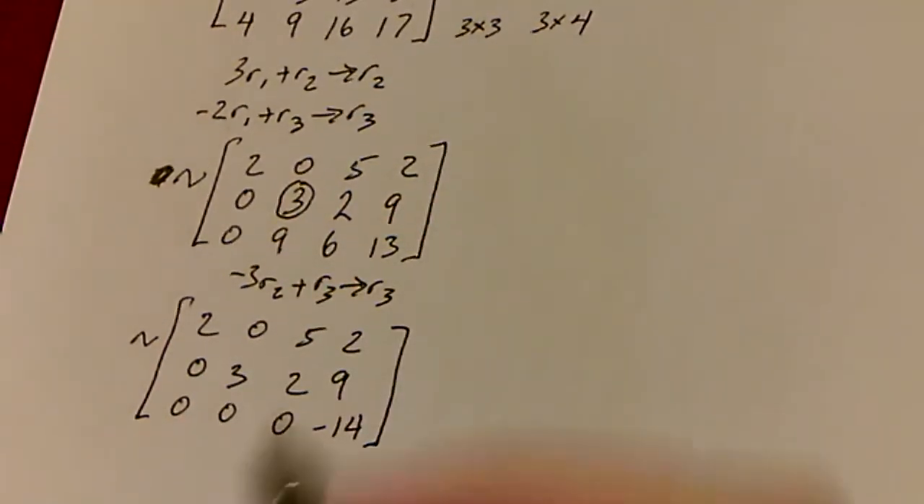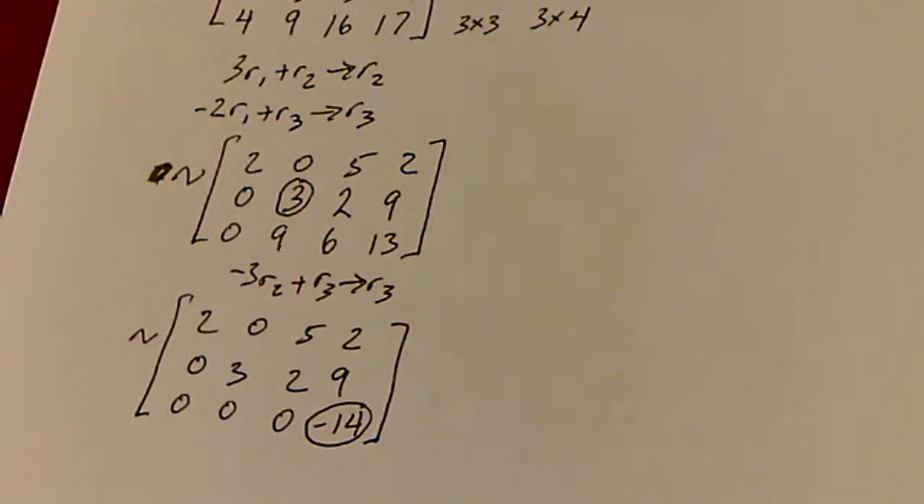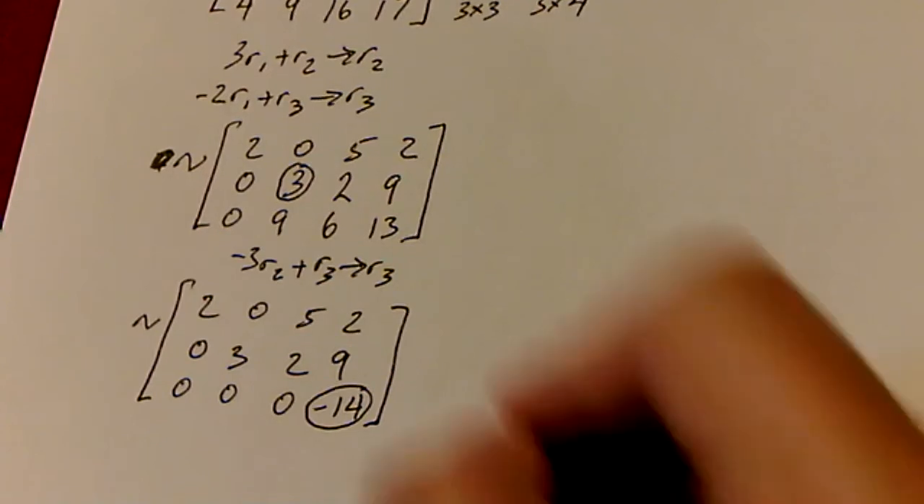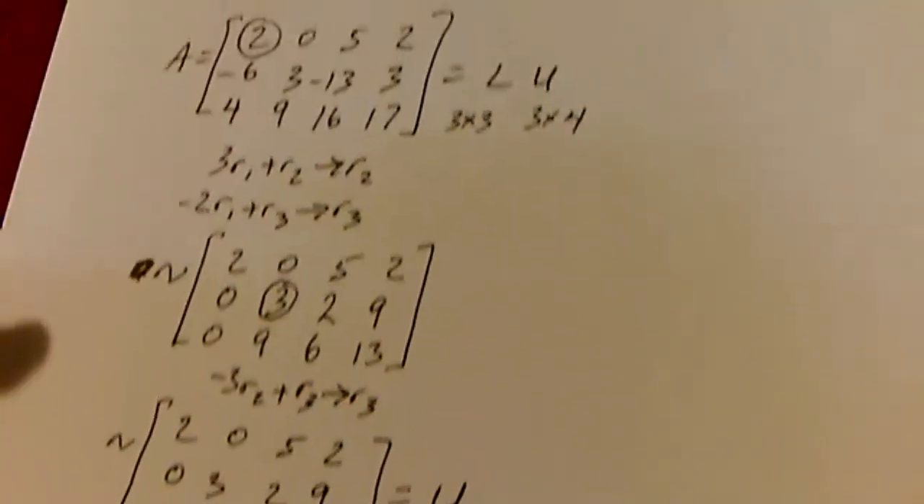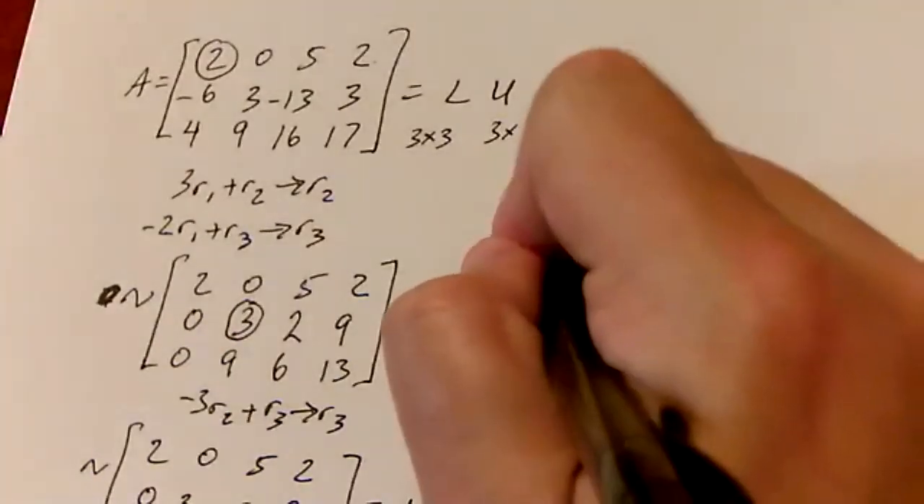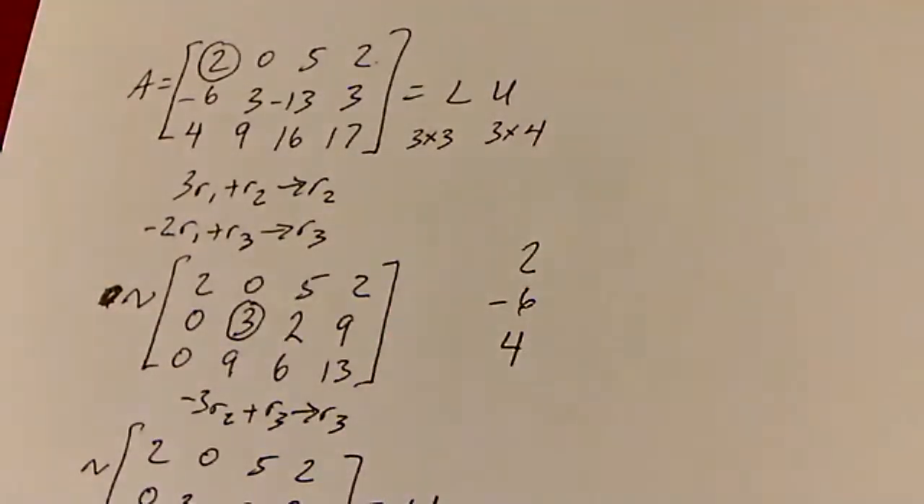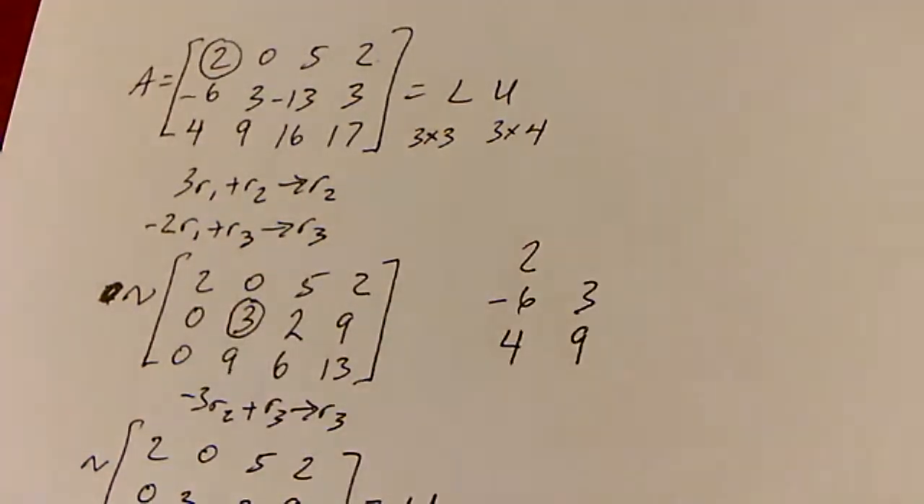So my next pivot is actually in the fourth column. And I've got to the last pivot. This matrix is U. Now for L, I take the pivot when I found it and the numbers below. So I've got 2, negative 6, 4. Pivot, which is 3, and the numbers below it makes 9.